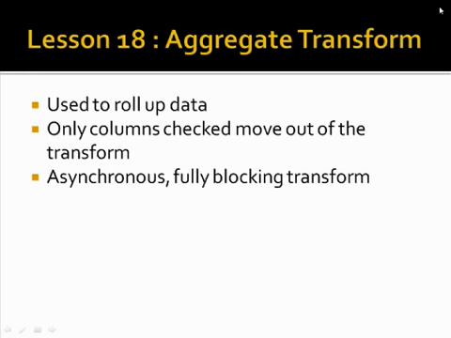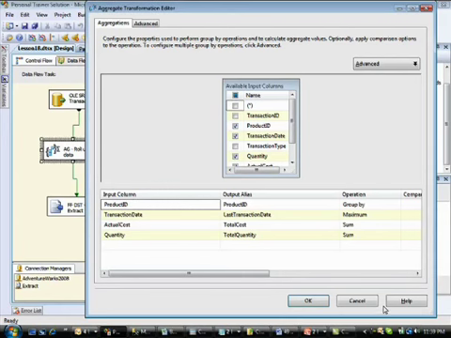In this lesson, we're going to show you how to use the aggregate transform. The aggregate transform is used to roll up data, much like the T-SQL statement does for group by. Just like the group by statement in T-SQL, only the columns checked will actually move out of this transform. It is an asynchronous, fully blocking transform, which means it can cause some performance issues, so it's important to keep that in mind. So let's cover some of the options that you have available to you in the aggregate transform.